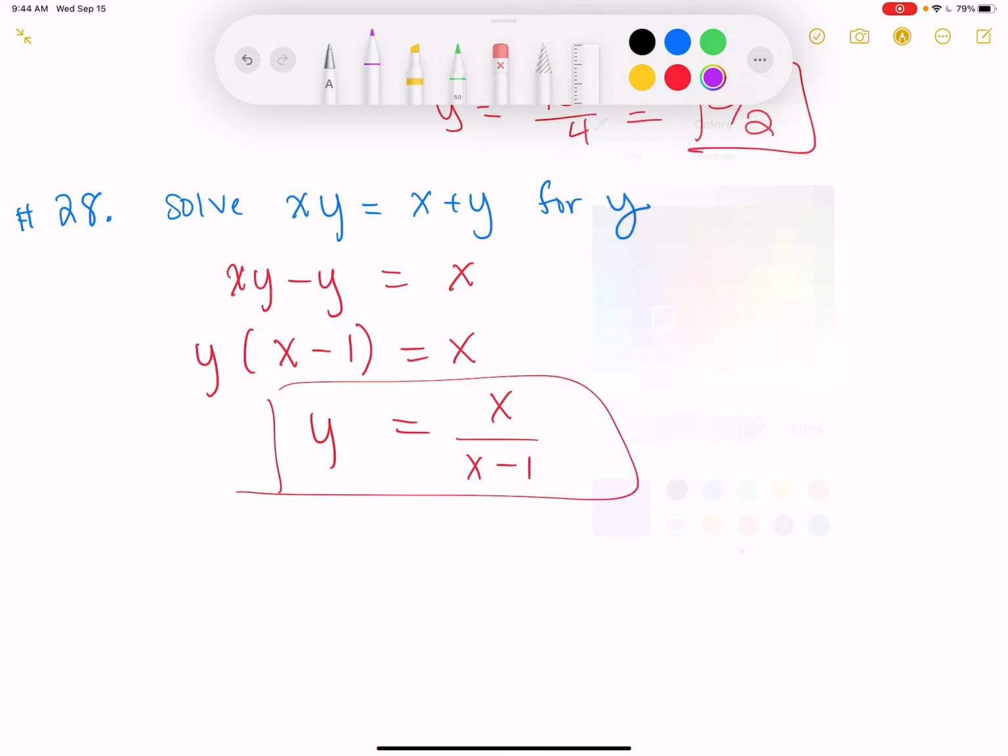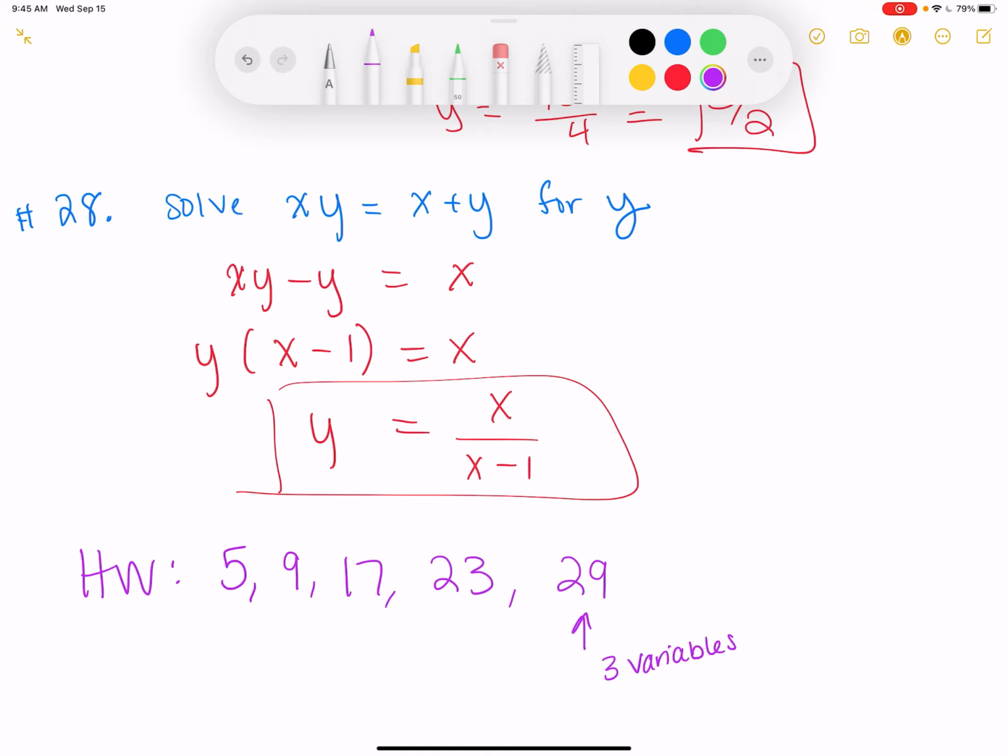All right. So your problems that you have 25 minutes to do now, so you should be able to knock them out: 5, 9, 17, 23, and 29. Okay, this is the one here that I said has the 3 variables in it. So just use the procedures from 28 to do it.